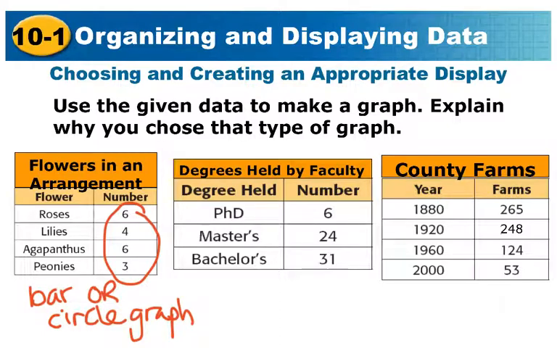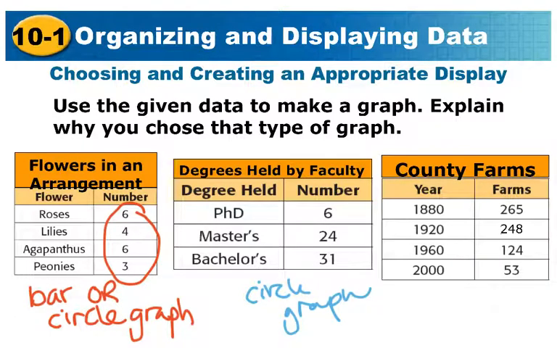The next one here, use given data to make a graph. We have degrees held by a faculty. The degrees are PhD, master's degree, and bachelor's degree, and then we have the number of people that have them. This is the entire faculty, and as long as you know the entire faculty, I would definitely say a circle graph. However, you could really make any of them work except maybe a line graph. That would be weird.